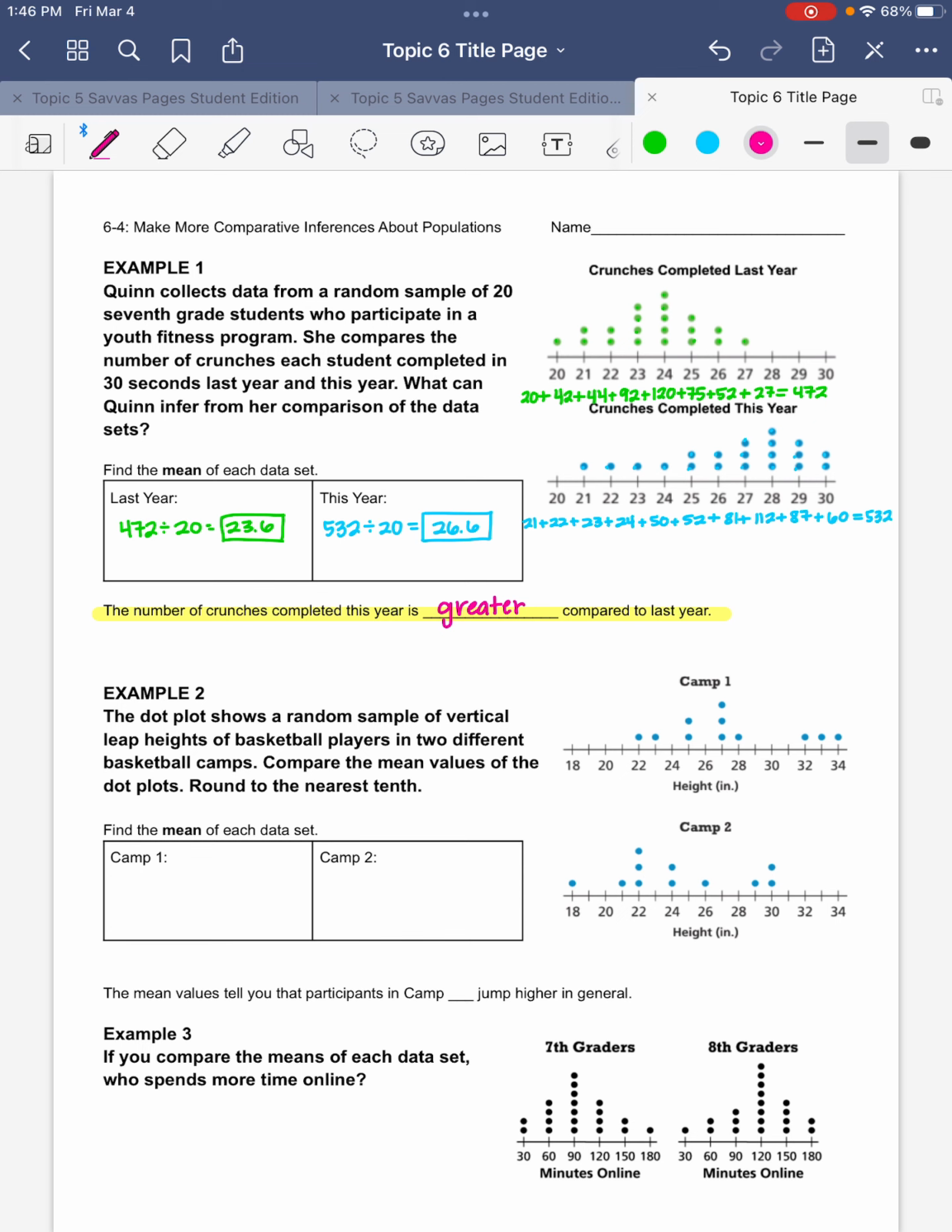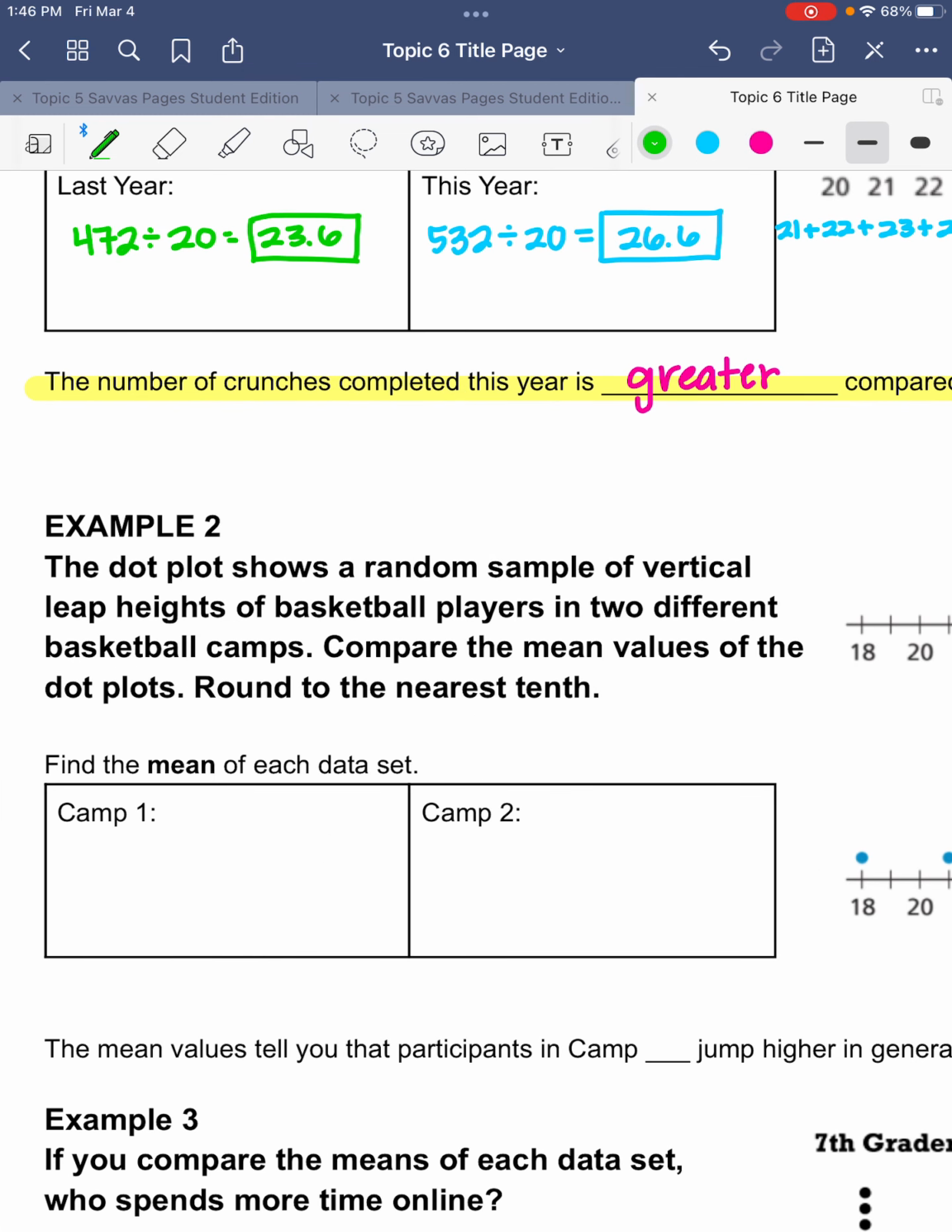Okay, let's look at example 2. The dot plot shows a random sample of vertical leap heights of basketball players in 2 different basketball camps. Compare the mean values of the dot plots.